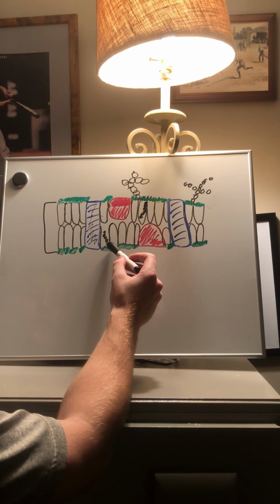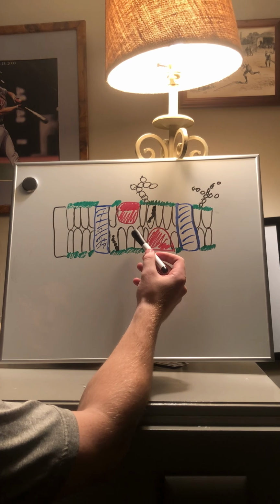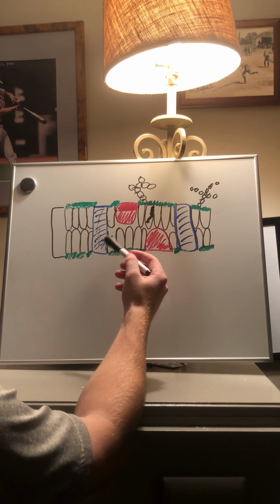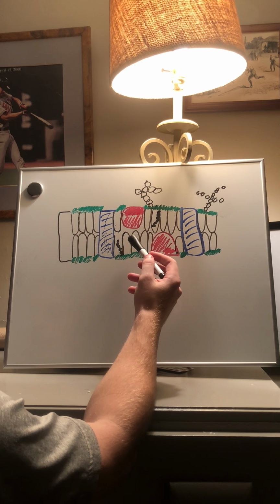As you can see, it's attached to the head here and the tails. So it's nonpolar and polar all at the same time, hydrophilic and hydrophobic. They move laterally, and they also can move across by flip-flopping.